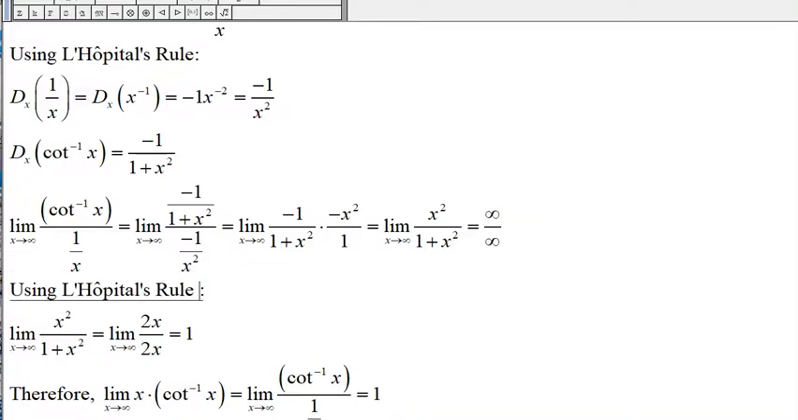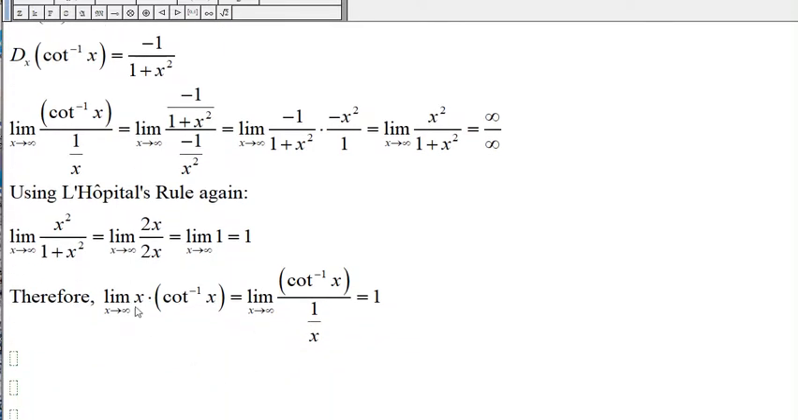And so we just apply L'Hopital's rule again, since we have infinity over infinity. And so we take the derivative of the numerator here, we get 2x, and then the derivative of 1 plus x squared is 2x. 2x divided by 2x is 1, and the limit of a constant is just the constant, which is 1.